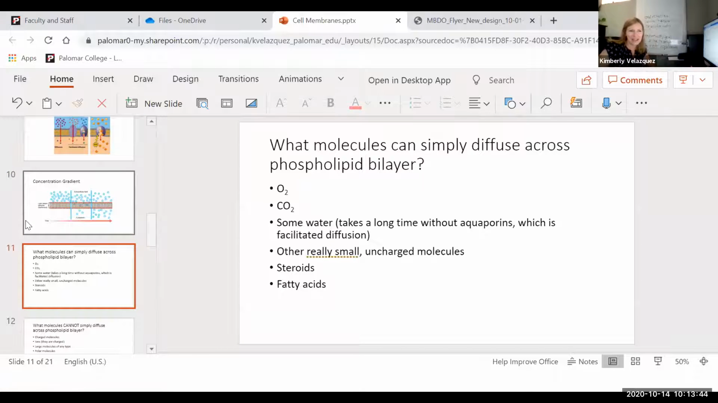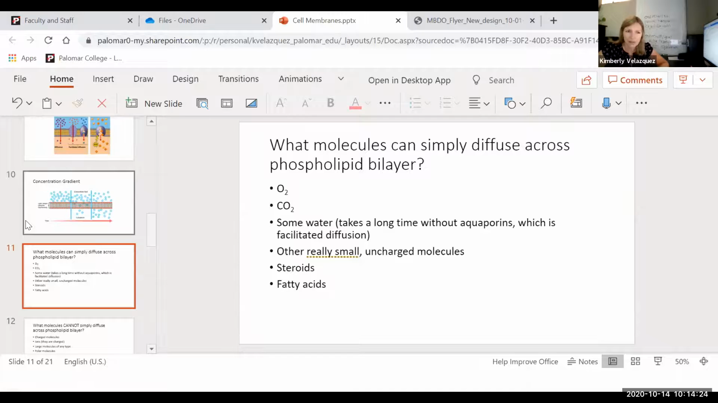Okay, so when we're talking about simple diffusion and not requiring a protein, so things that can just move across the phospholipid bilayer, this is a list of who can just move across. So oxygen and carbon dioxide. So if you watched the lecture videos on YouTube, you know that the way we do O2 and CO2 exchange between the air sacs in our lungs and our body cells, and getting that oxygen to the cells and getting that CO2 back to the lungs to exhale is just done by simple diffusion, everything moving high to low.